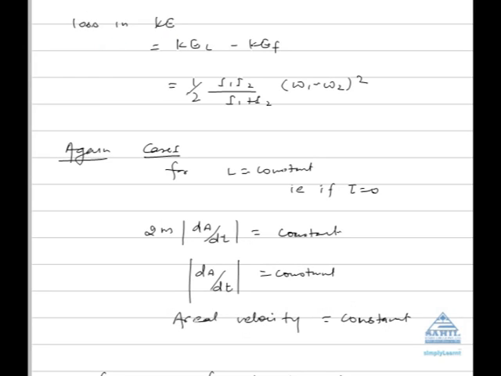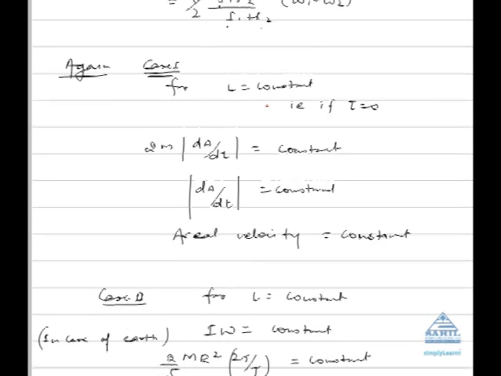Loss in kinetic energy is determined by initial kinetic energy minus final kinetic energy, and this is given by half I1 I2 upon I1 plus I2 into omega 1 minus omega 2 whole square. Again, we just consider a few applications of the principle of conservation of angular momentum.